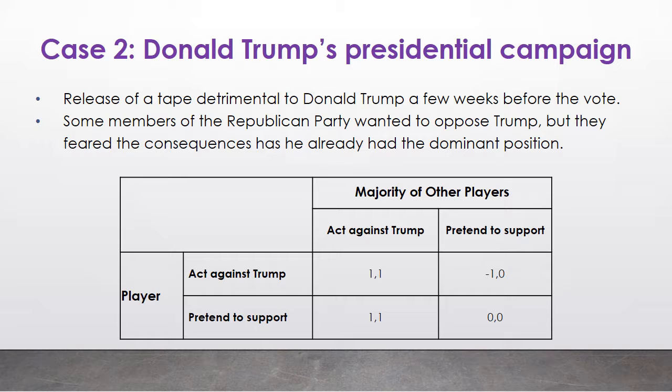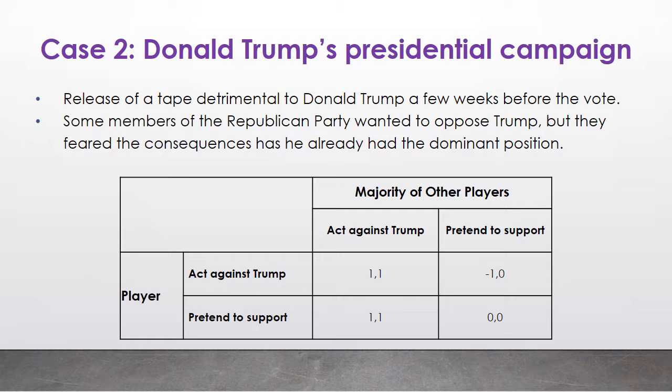Let's take a look at the table here. The table illustrates the outcome of those who wanted to oppose Trump. If only the player acts against Trump and the others pretend to support, the outcome is -10, because the player is acting alone, so Trump can call on the support of everyone else to punish him.